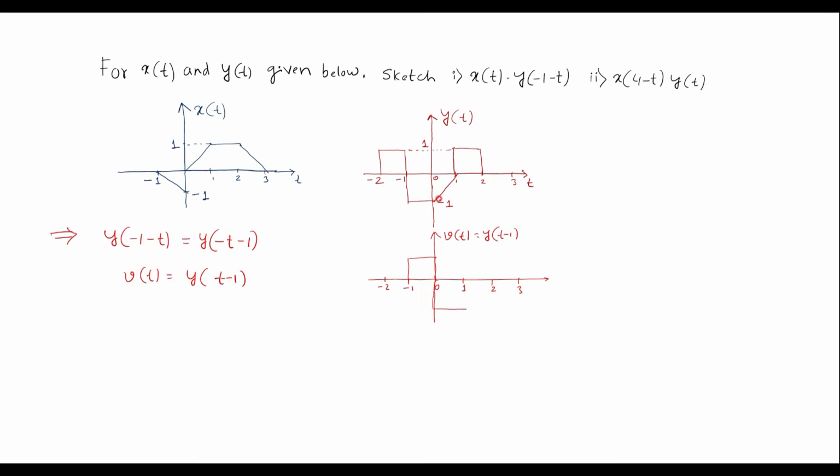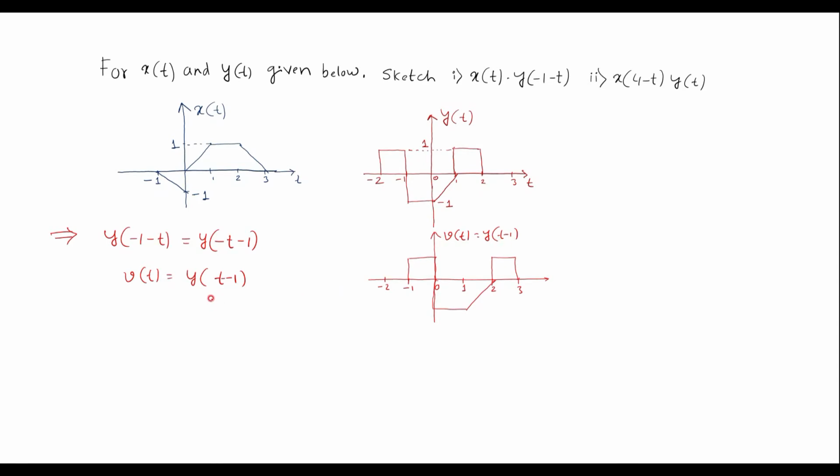And here followed by the ramp signal. So here we have ramp signal. Then there is a pulse between 1 to 2 that can be represented between 2 and 3. So this is y of t minus 1.